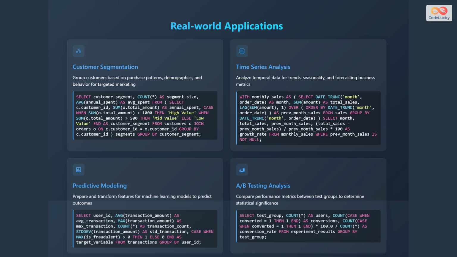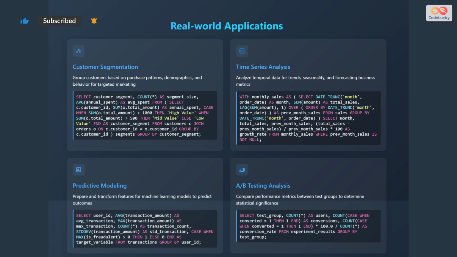SQL is used in various real-world applications. Customer segmentation involves grouping customers based on purchase patterns, demographics, and behavior for targeted marketing. Time series analysis involves analyzing temporal data for trends, seasonality, and forecasting business metrics. Predictive modeling involves preparing and transforming features for machine learning models to predict outcomes. A/B testing analysis involves comparing performance metrics between test groups to determine statistical significance.